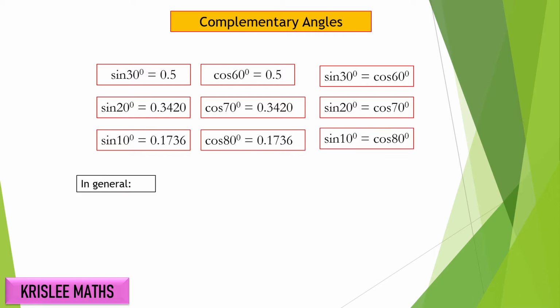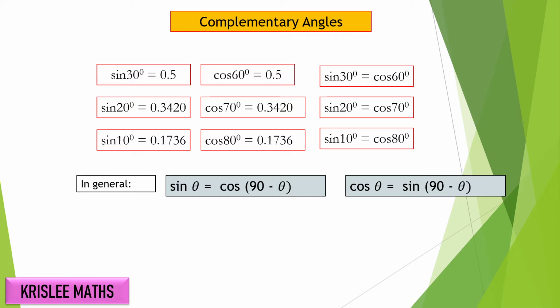Okay, so in general, you can conclude that sine theta equals cos of 90 minus theta. Remember, the cofunction of sine is cosine and the complementary angle of theta is 90 minus theta. And you can switch this equation as cos theta equals sine of 90 minus theta.